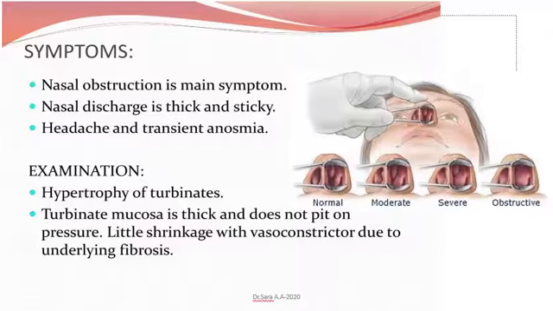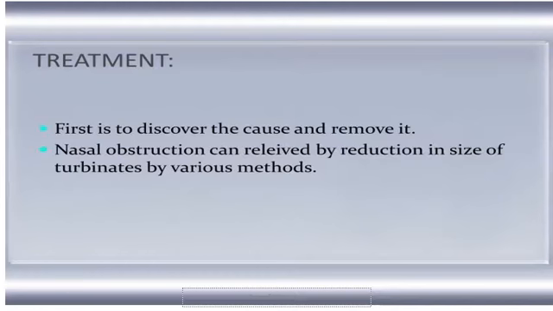The symptoms of hypertrophic rhinitis: obstruction is the main symptom, the nasal discharge is thick and sticky, with headache and anosmia. During anterior rhinoscopy, we can see hypertrophy of the turbinates. The turbinate mucosa is thick and does not shrink under pressure. For treatment of hypertrophic rhinitis, we should first discover the cause and remove it, and the nasal obstruction can be relieved by reduction in the size of the turbinates by various methods.